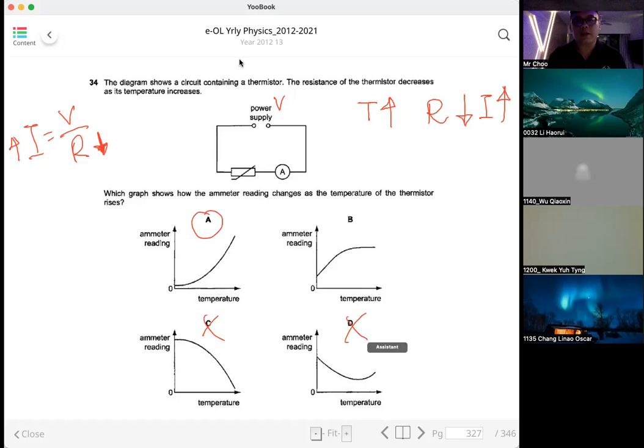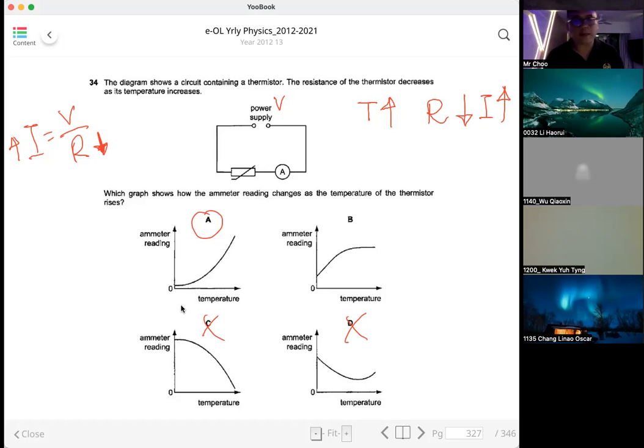I repeat again, as temperature goes up, resistance comes down, current will go up. And so your answer should be an upward graph. So it's either A or B. But why is it not B? Because the resistance will not reach a point where it becomes constant like this. When it becomes constant, the current becomes constant. So that is not what happened. Therefore, the answer is A.